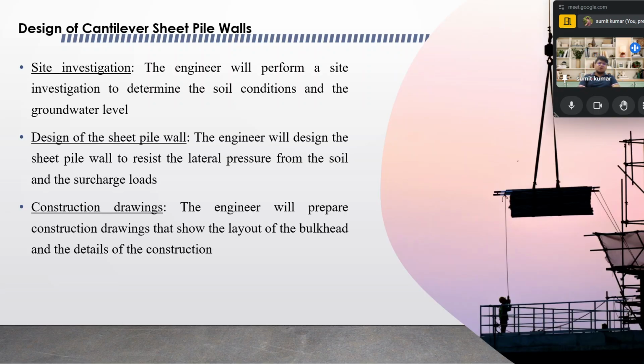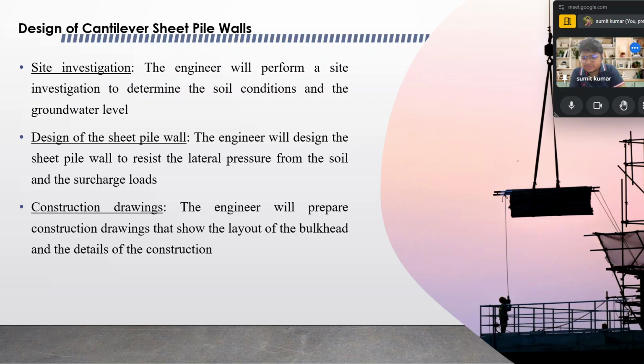We have almost concluded the anchor bulkhead. Now we see some more points about cantilever sheet pile walls. In the construction and design of cantilever sheet pile walls, the first and most important point is the site investigation. The engineer will perform a site investigation to determine the soil condition and the groundwater level. As I have said again and again in this overall coursework, water is the biggest enemy of the soil. If the water table is not there, 50 to 60% of the problems associated with soil will be eliminated. So we need to take care of that in a soil investigation.